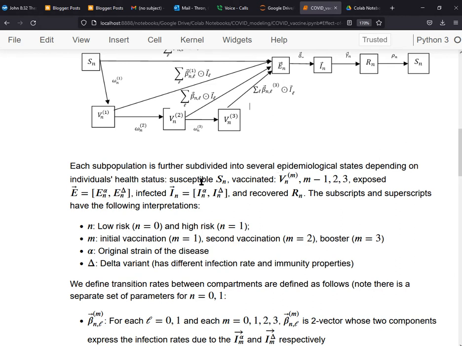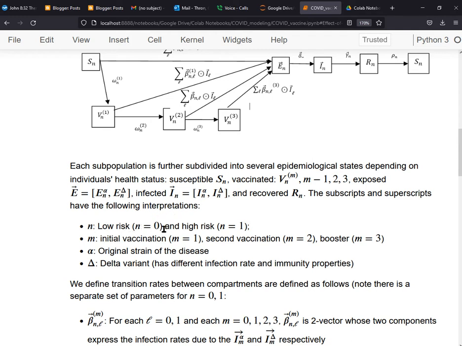You have susceptible, SN. You have 3 stages of vaccinated, VN1, VN2, VN3. Exposed, these are people who have been exposed to the COVID and will be, and they're kind of pre-infected. So you can notice that all 4 of these compartments can be exposed to COVID. Then you have infected here, and then you have recovered. The subscripts and superscripts have the following interpretations.